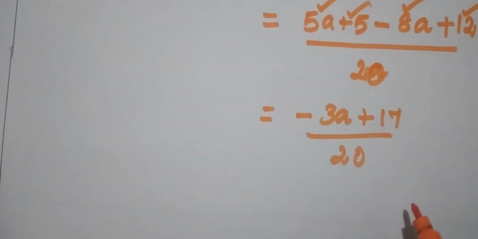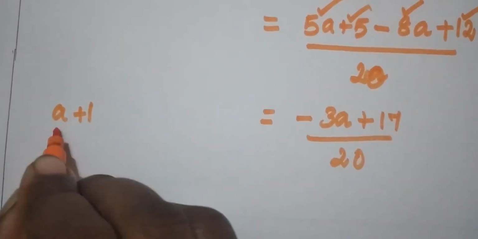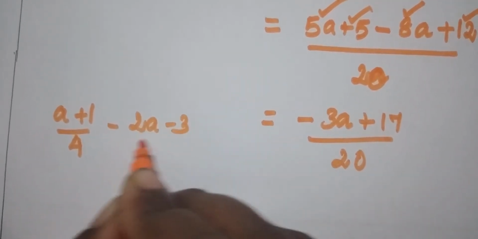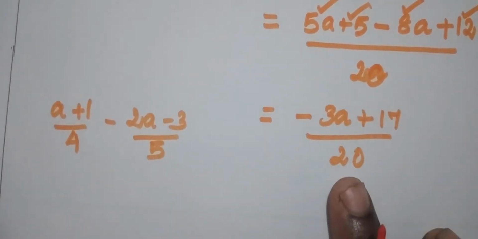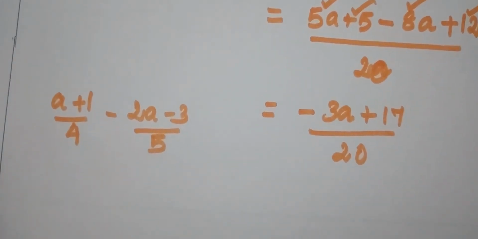So we cannot simplify this one further. So you can keep this one as such. A plus 1 by 4 minus 2a minus 3 by 5 is equal to minus 3a plus 17 by 20.